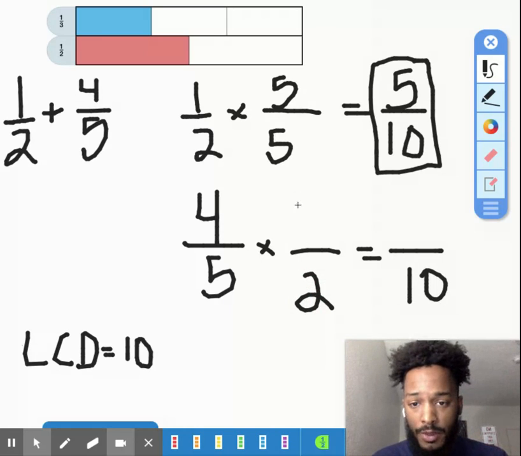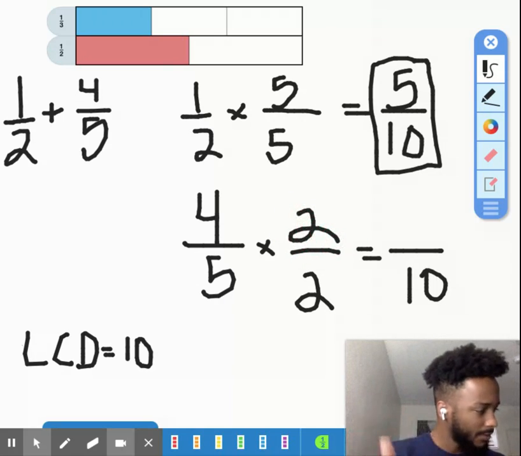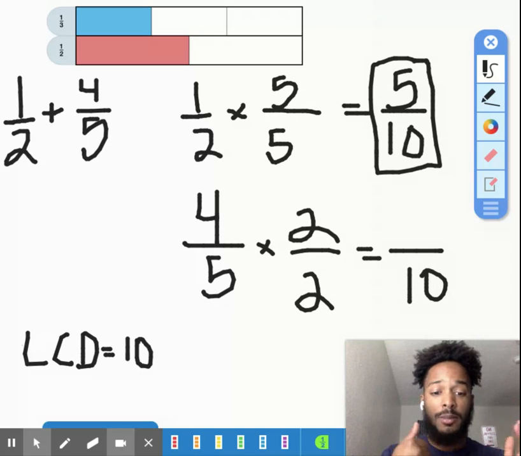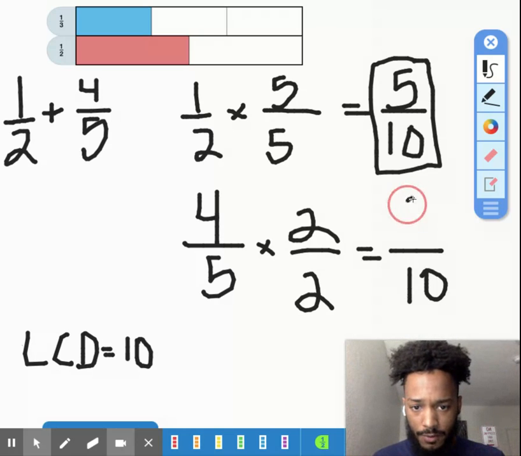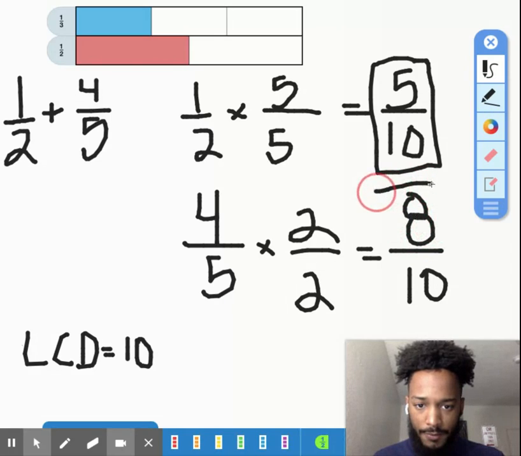So now remember what we did at the top. Whatever we do at the bottom, we have to do at the top. Right? So if 5 times 2 gives me 10, 4 times 2 gives me 8. That is absolutely correct. We've got 8 over 10.